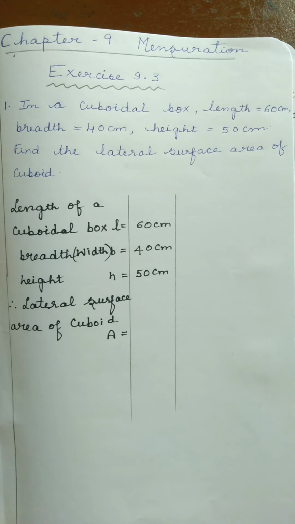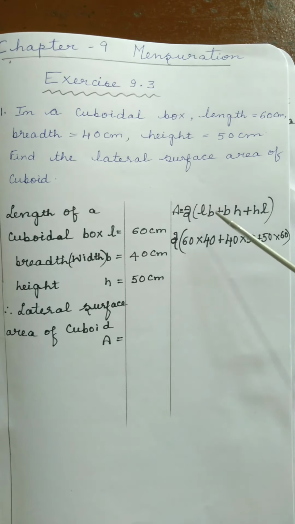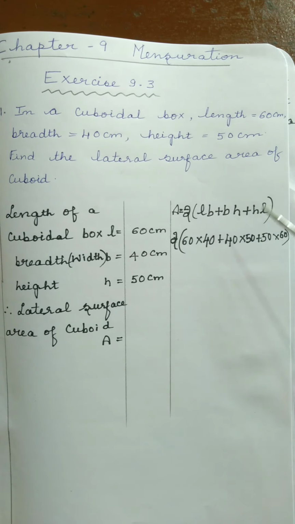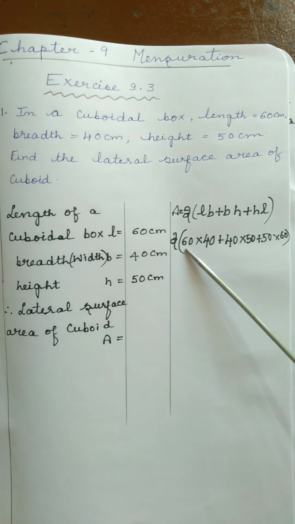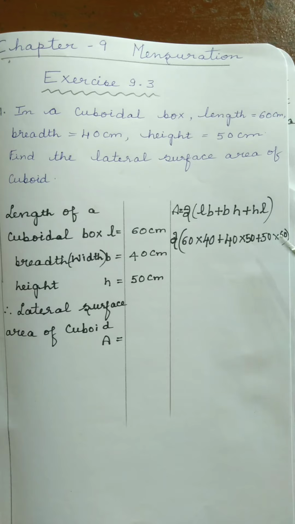So, the formula to find the lateral surface area of a cuboid is A is equal to 2 into (L into B plus B into H plus H into L). In the next step, substitute the values, that is 2 into (60 into 40 plus 40 into 50 plus 50 into 60).